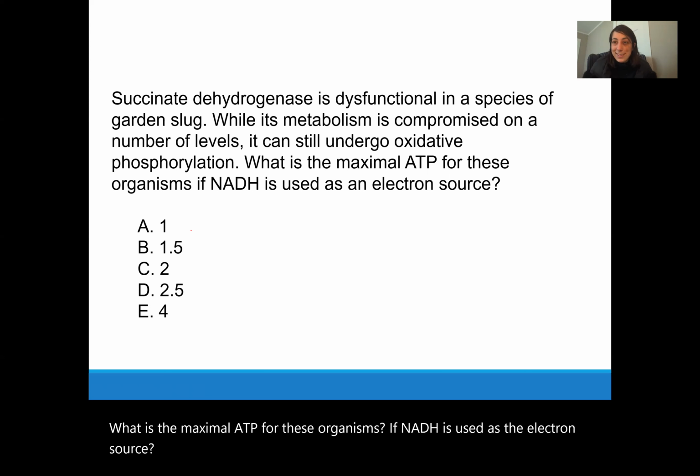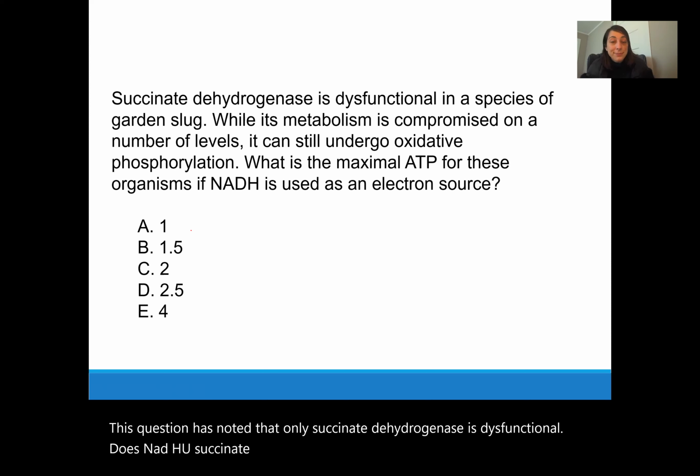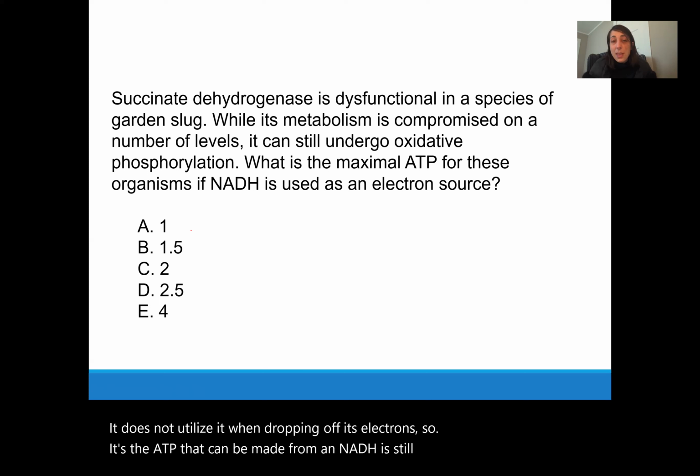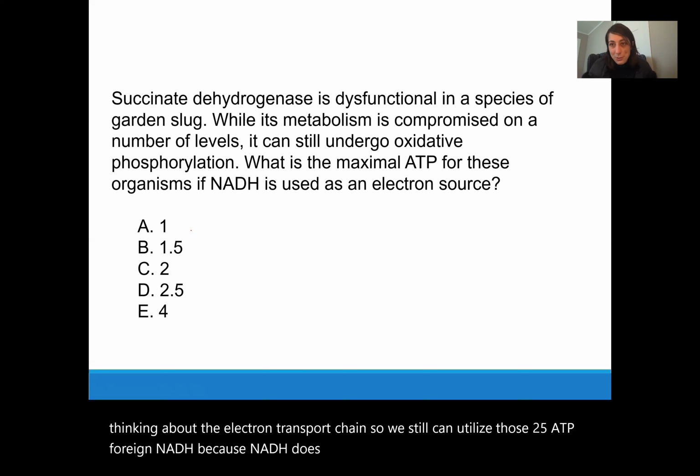Well, this question has noted that only succinate dehydrogenase is dysfunctional. Does NADH use succinate dehydrogenase? It does not utilize it when dropping off its electrons. So the ATP that can be made from an NADH is still exactly the same when thinking about the electron transport chain. So we still can utilize those 2.5 ATP for an NADH because NADH does not utilize complex 2, only FADH utilizes complex 2.